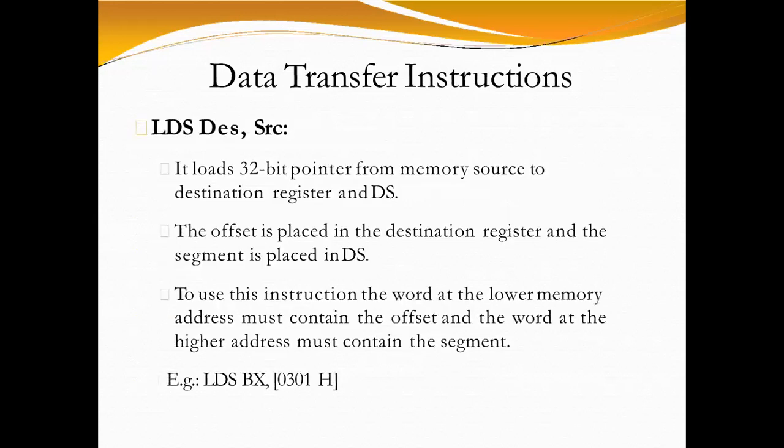Next is the LDS, destination, source. LDS loads the DS register, the data segment register, and another provided register from the memory. It loads a 32-bit pointer from the memory source to the destination register and DS. The offset is placed in the destination register and the segment is placed in DS. For example, LDS BX, [0301H]. The word at the lower memory address must contain the offset and the word at the higher address must contain the segment.